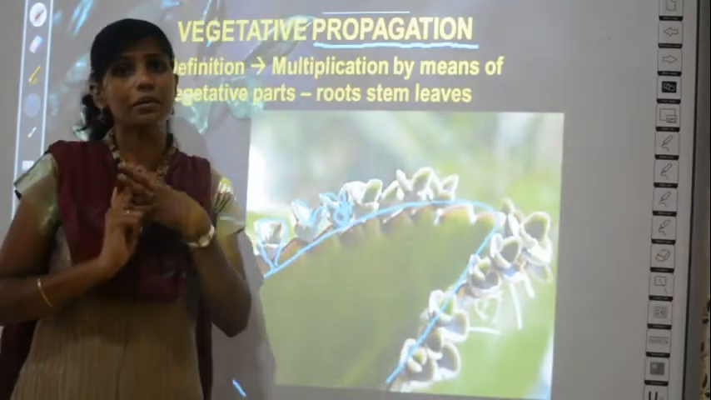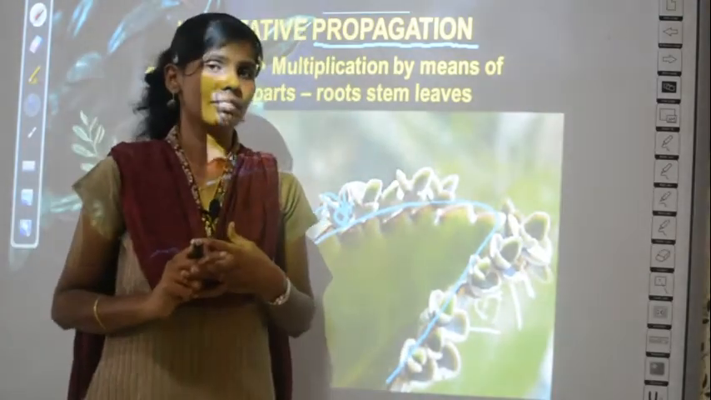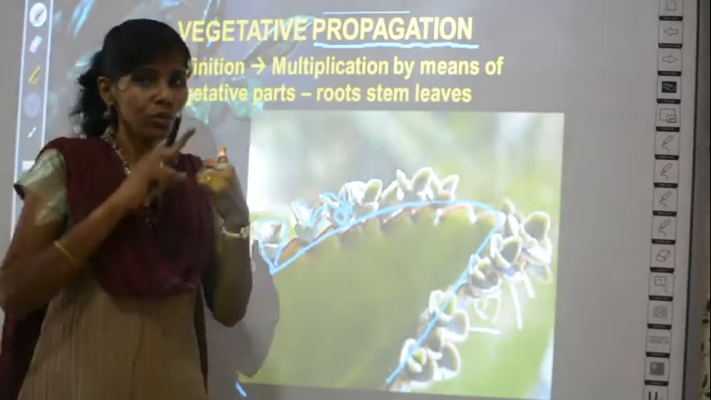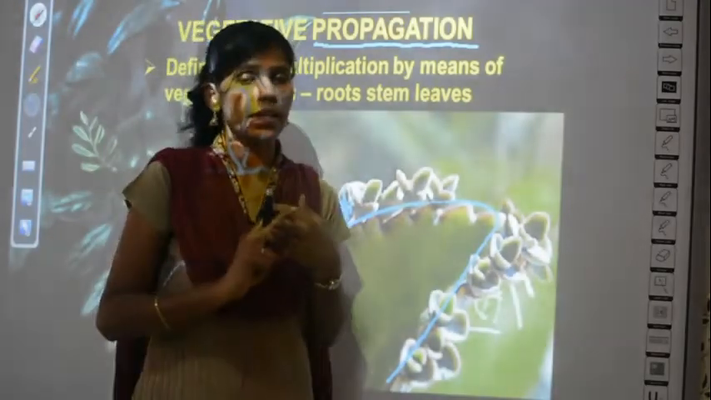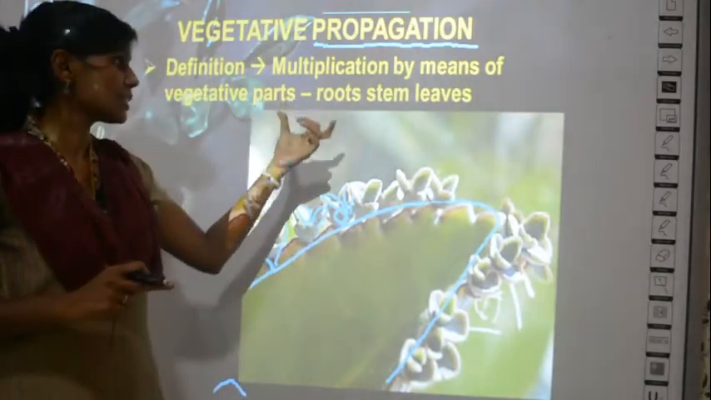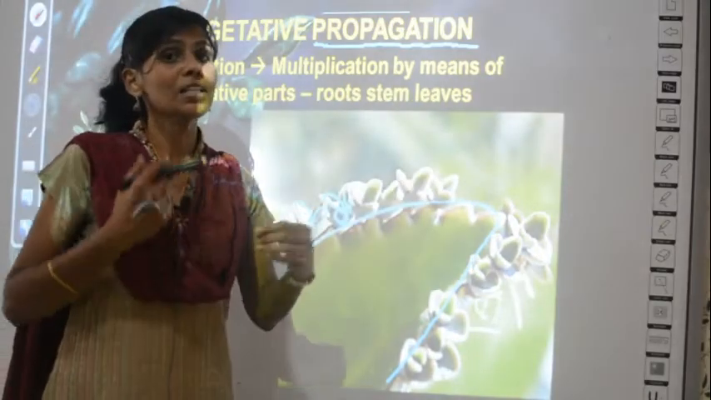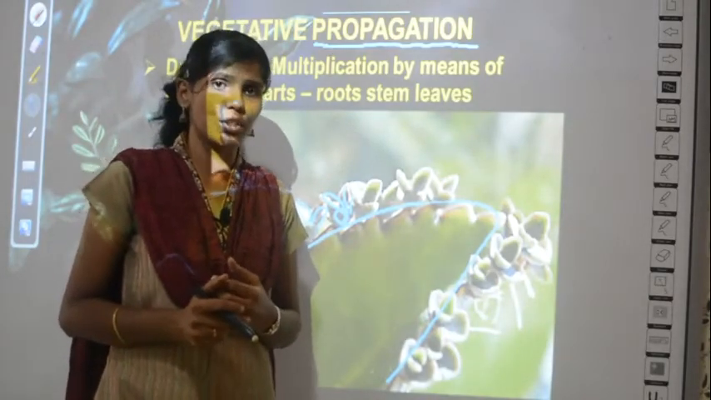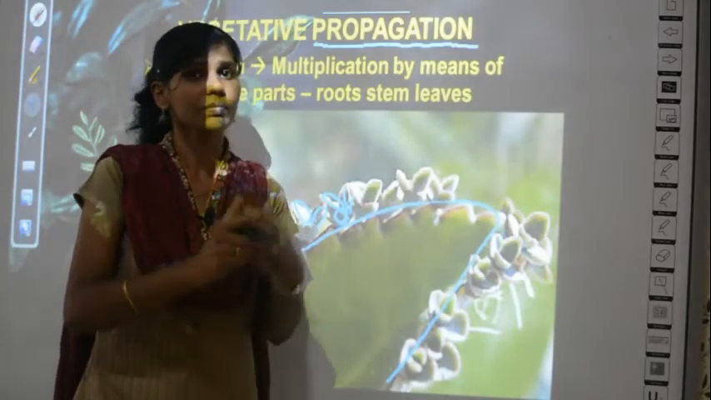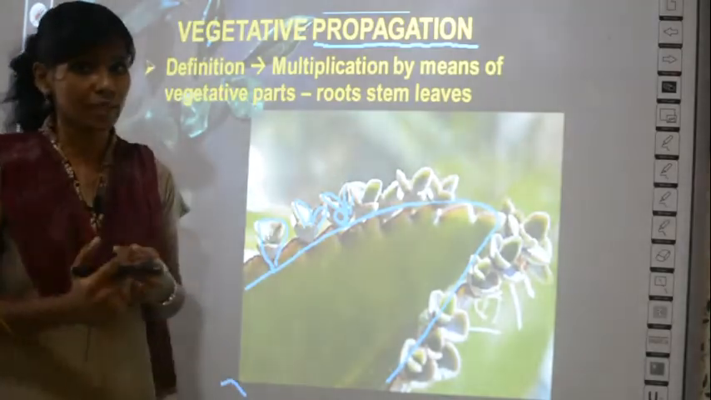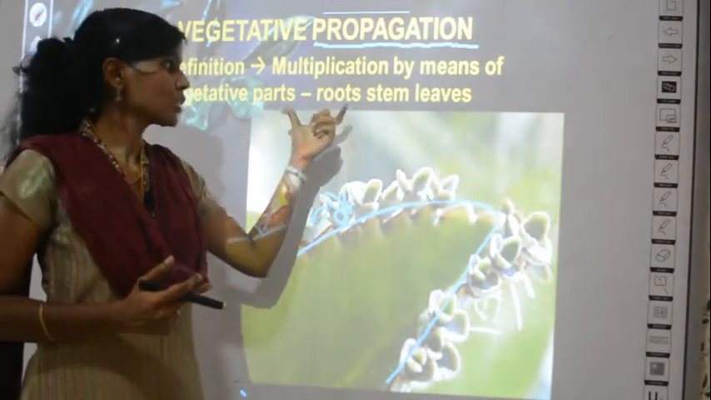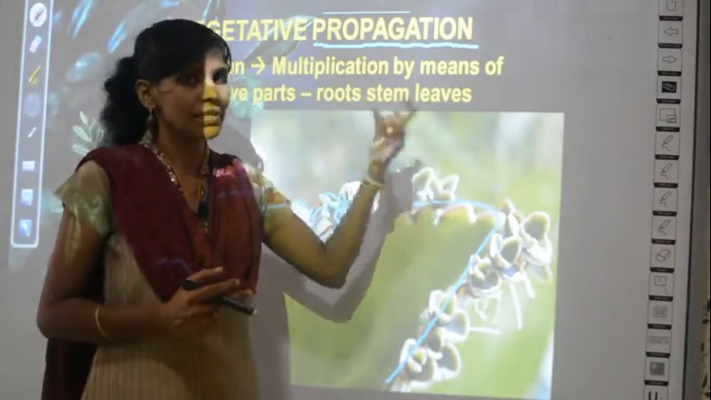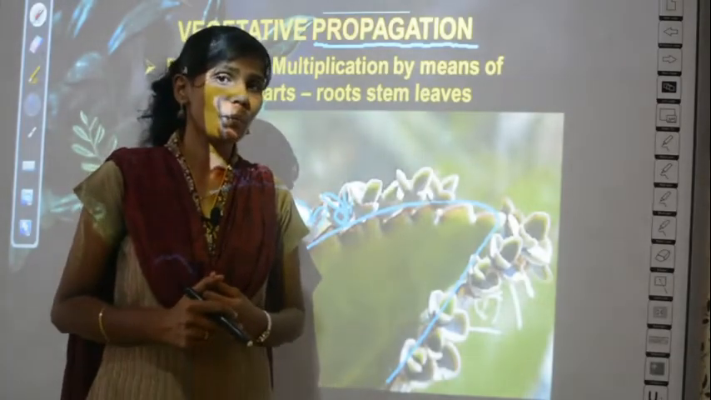Okay. Floral parts means the flower, right? So vegetative parts include roots, stems and leaves. So through the roots, stems and leaves, if the plant tries to multiply, then it is called as vegetative propagation. What did I mean? If a plant tries to multiply with the help of roots or stem or leaves, then it is called as vegetative propagation.